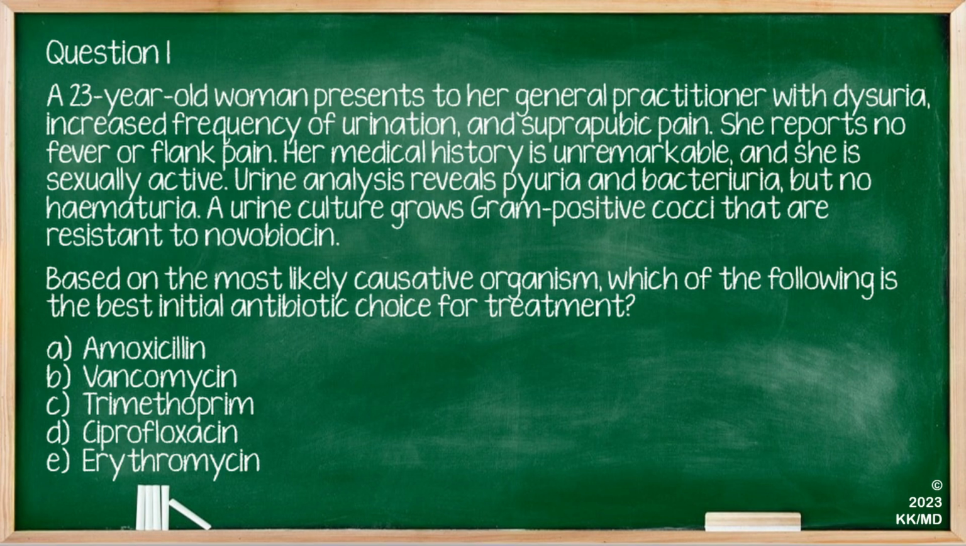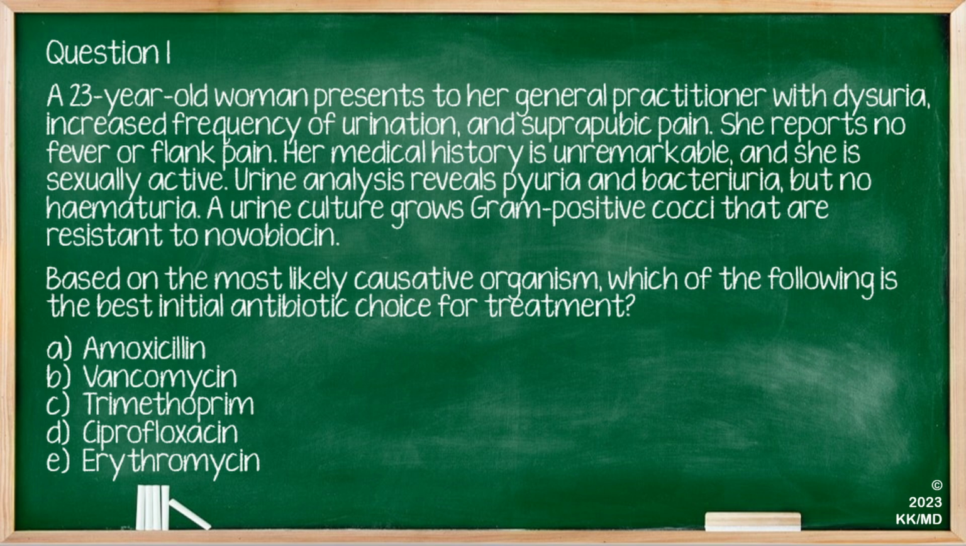Here's an example of a typical question you might see on this organism. A 23-year-old woman presents to her general practitioner with dysuria, increased frequency of urination, and suprapubic pain. She reports no fever or flank pain. Her medical history is unremarkable and she is sexually active. Urine analysis reveals pyuria and bacteriuria, but no hematuria. A urine culture grows gram-positive cocci that are resistant to novobiocin.